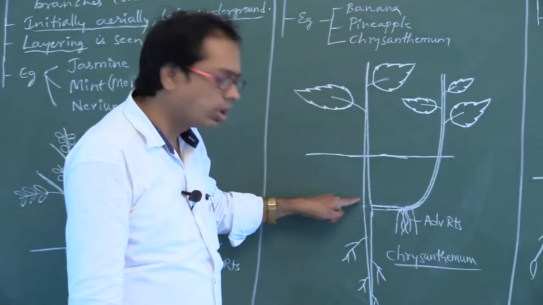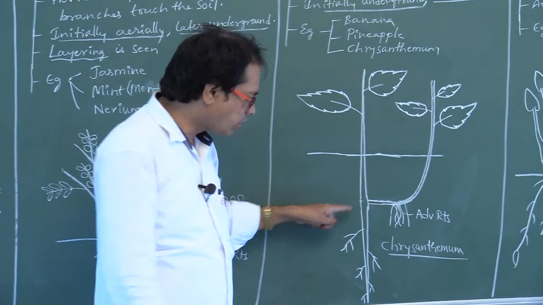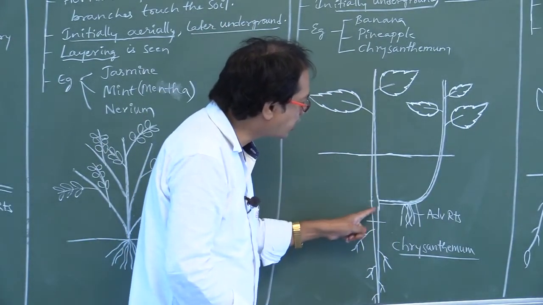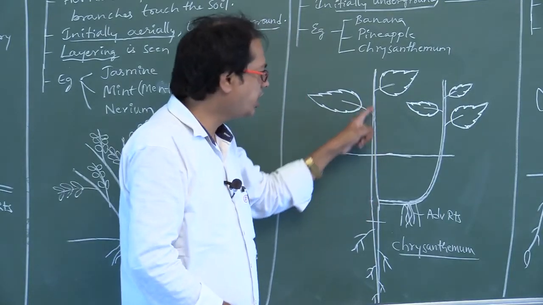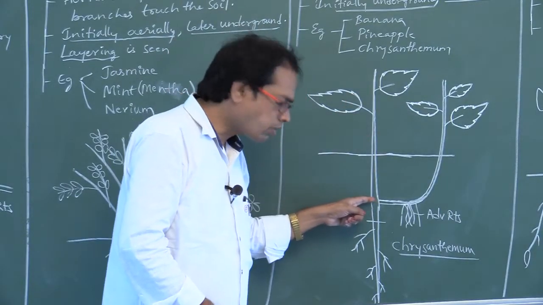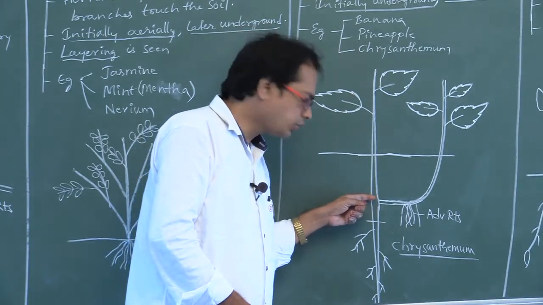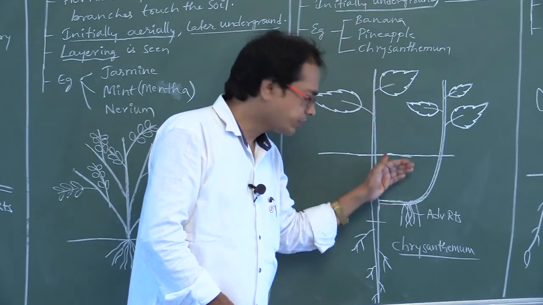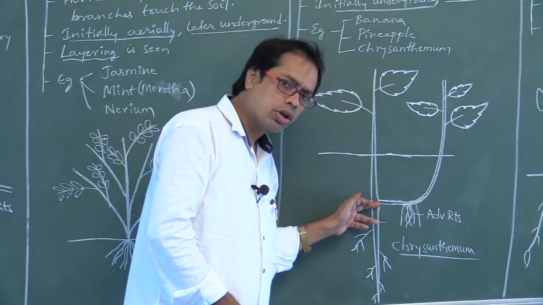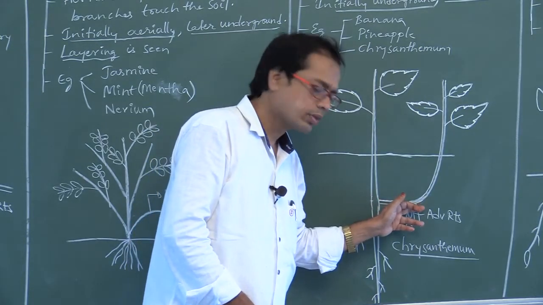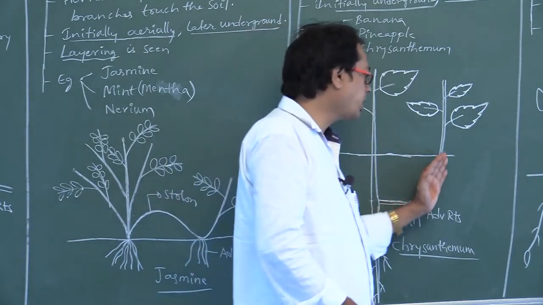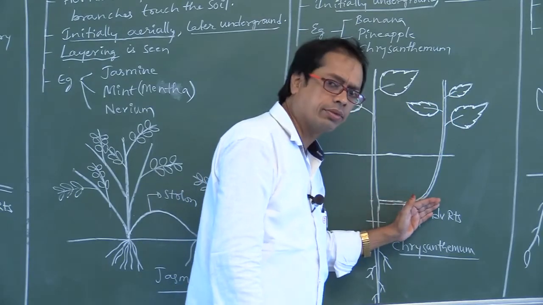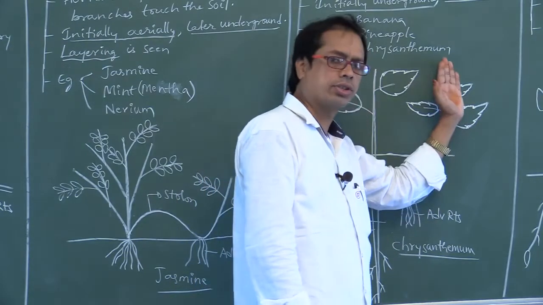This is also stem only. This stem is so called, from here to here, this is the underground stem. This is the aerial stem. From the underground stem, one lateral branch grows horizontally below the soil, and then it grows vertically upwards.